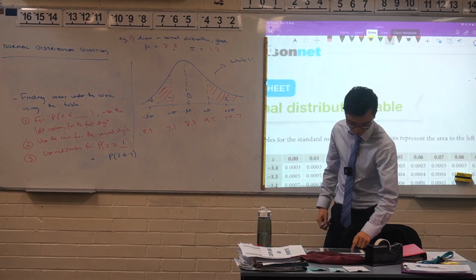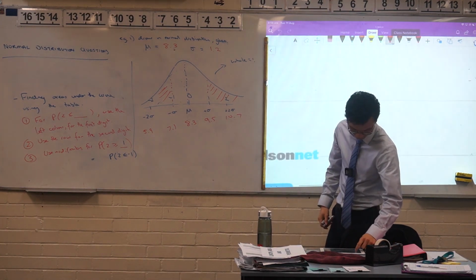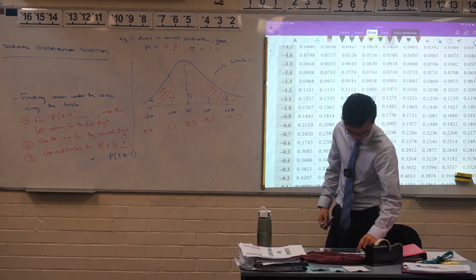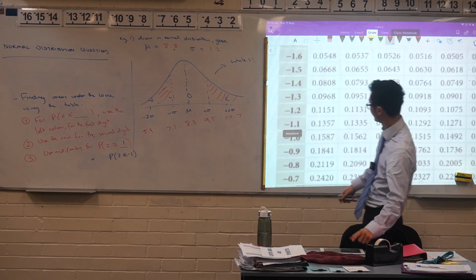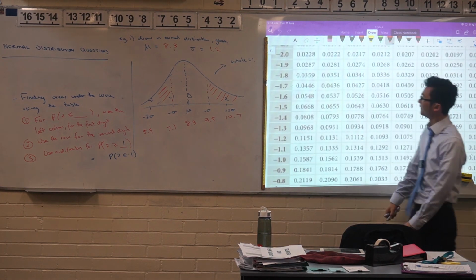And z less than or equal to 1, if you wanted to find it, would be z less than or equal to 1, so 1.0 would be over here. So that one there, right, for example. Okay?